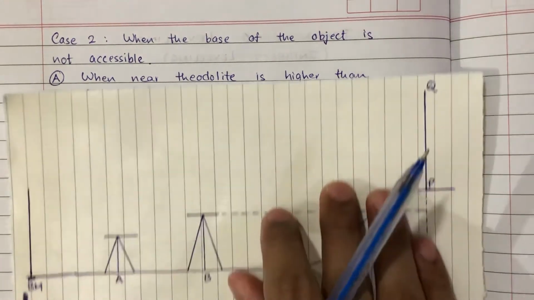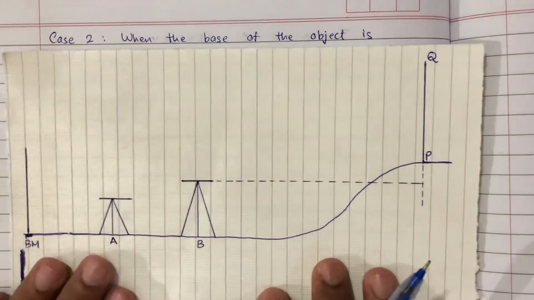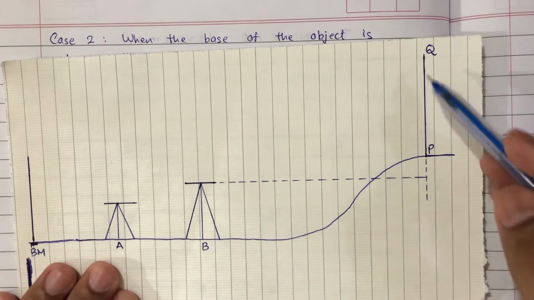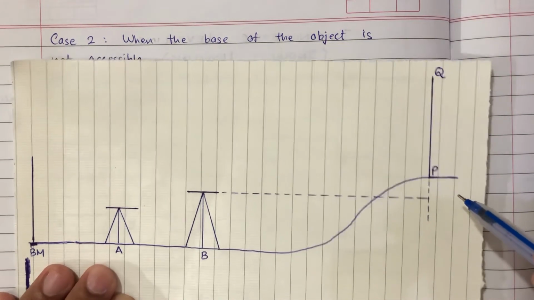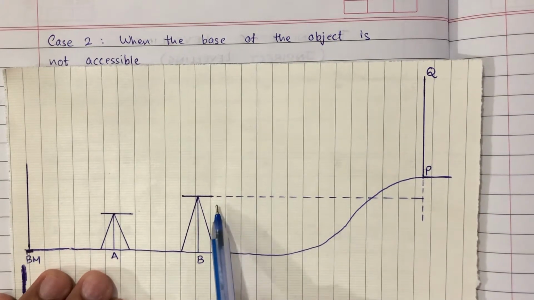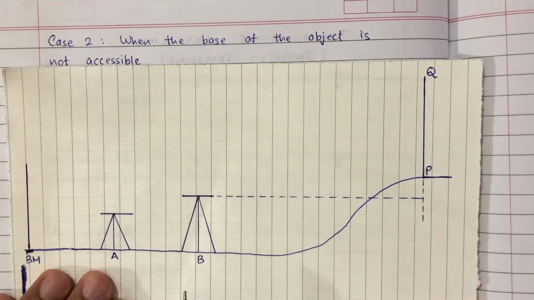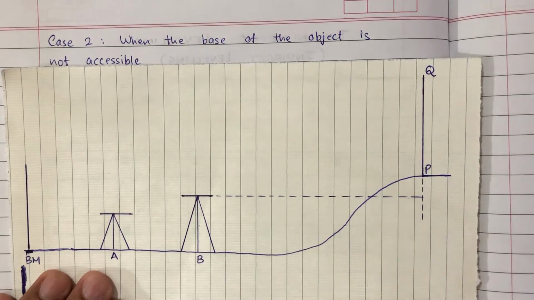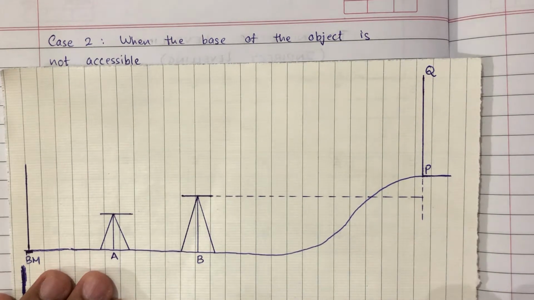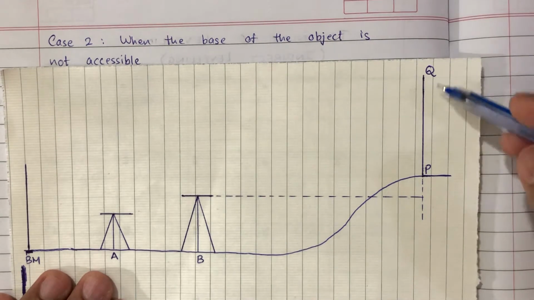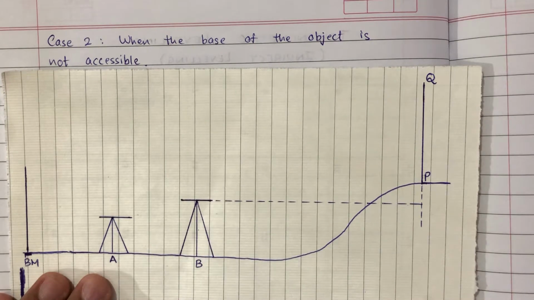Now consider this figure. In this figure, we have to find the height of this tower, PQ. But here we cannot find the horizontal distance between the instrument and the tower because of some obstacles. We are not able to find the horizontal distance d, but still we can find the height of the tower with the help of this instrument known as the theodolite.